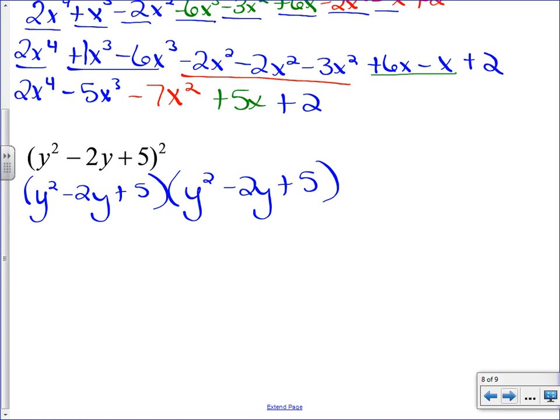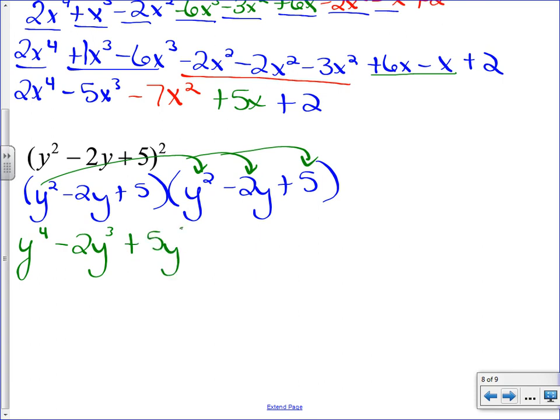David, I'm going to take care of my first term here. My first term is y squared. So I'm going to multiply this in. What do I get? Y to the 4th minus 2y cubed plus 5y squared. Okay, that's my first one.